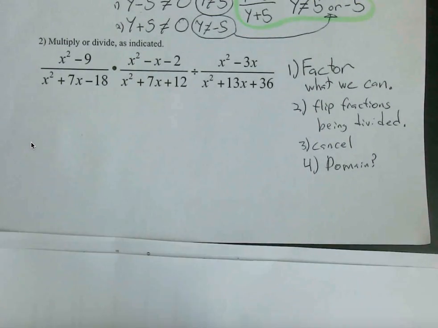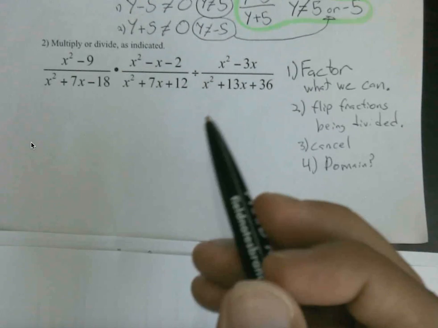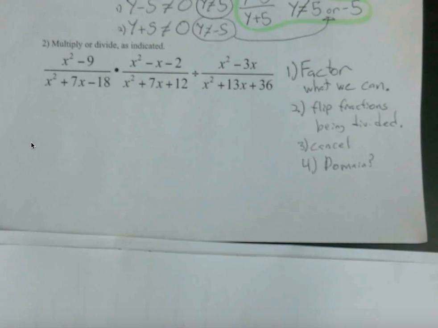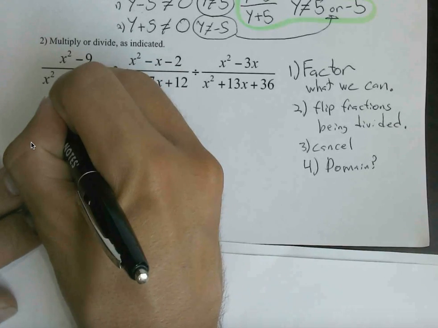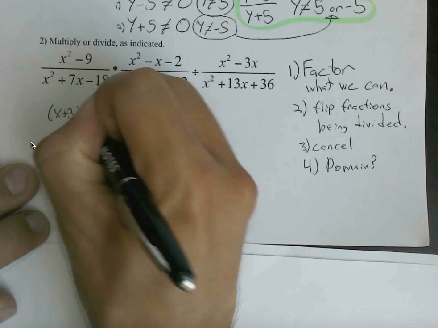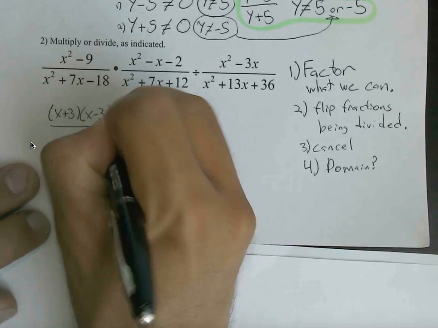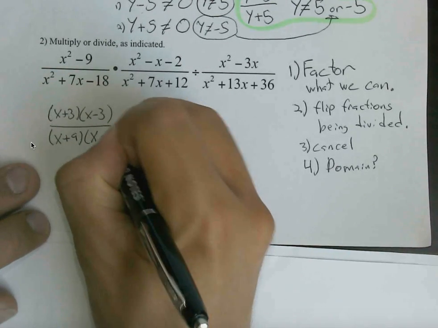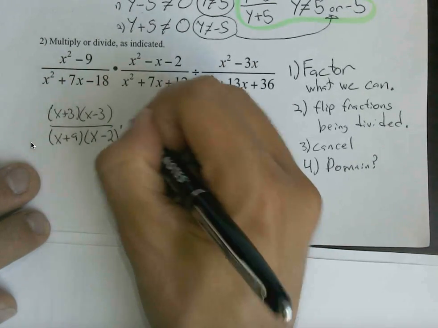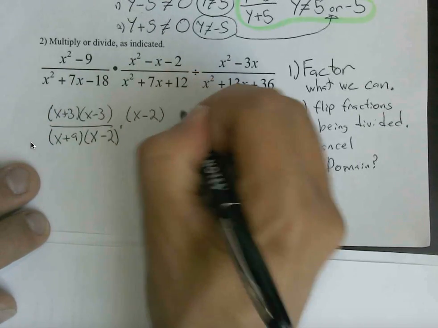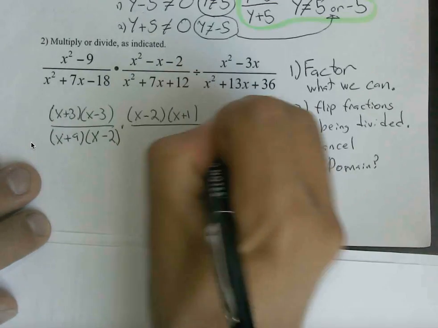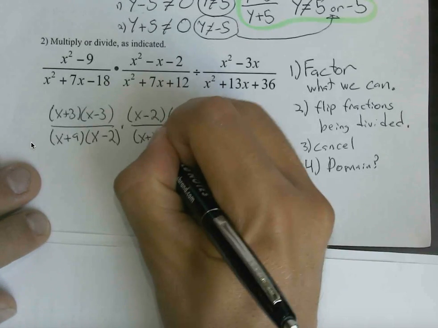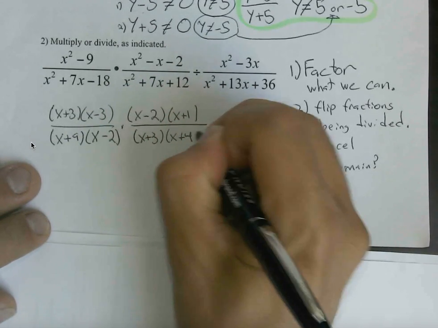All right, so this is going to be a lot of factoring. If you have any questions, pause or take some time. Maybe you can factor most of this. I think you can. So try it out if you want to. So I know the top here is the difference of squares, x plus 3, x minus 3, over x plus 9, x minus 2, up here x minus 2, x plus 1. This is x plus 3, x plus 4.